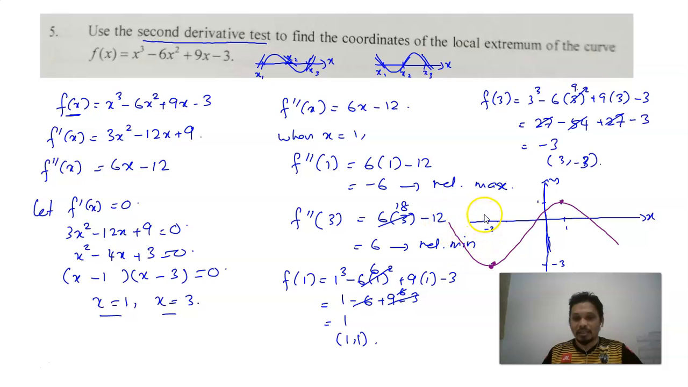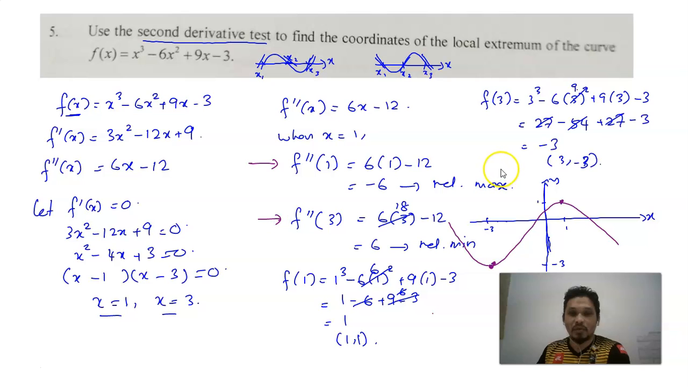Before x, okay, x less than 1, from x 1 to negative infinity, say that the gradient is negative. From 1 to 3, the gradient is positive, and after that, from 3 to positive infinity, the gradient is negative. There you go. Okay, so use the second derivative. So the second derivative test is all here.